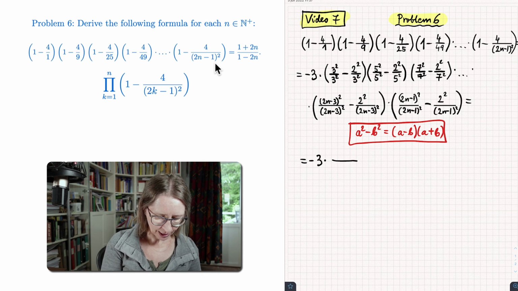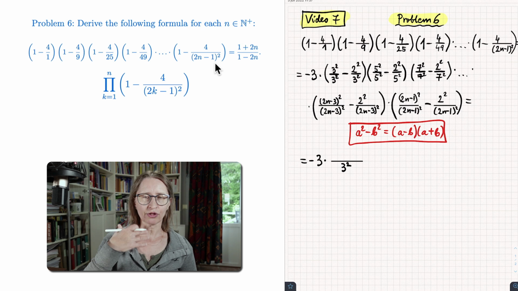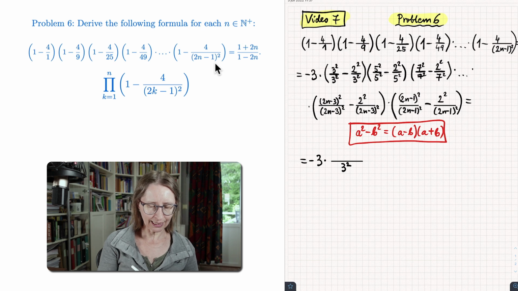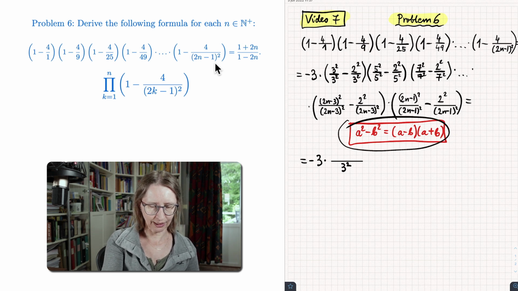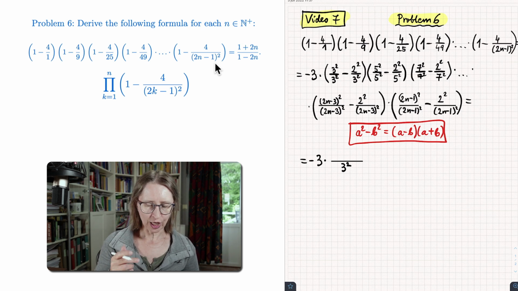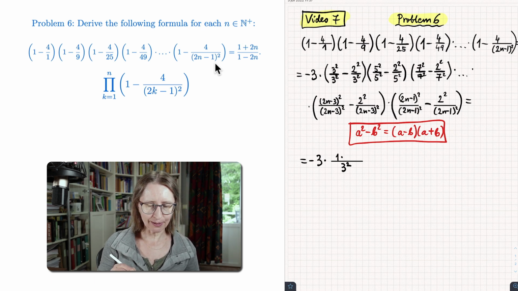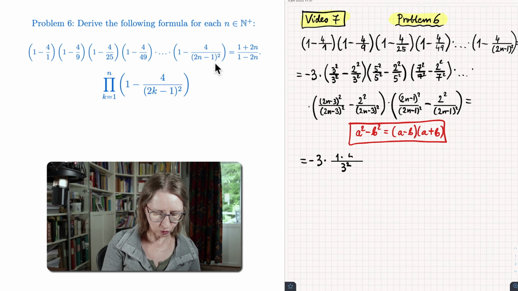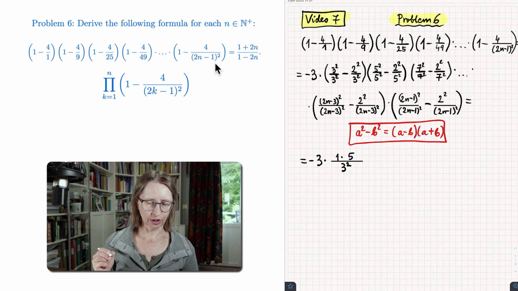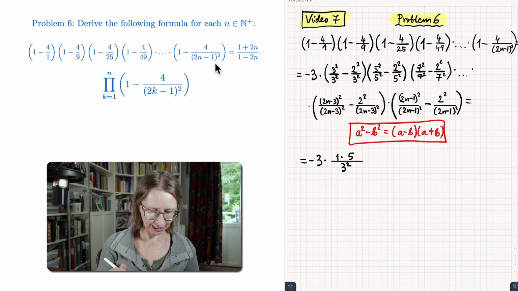And here, in the first one, I get 3 squared in the denominator, and in the numerator I get 3 squared minus 2 squared, and I apply this formula with a equal to 3 and b equal to 2. A minus b is equal to 1, and a plus b is equal to 5, right? Because 3 minus 2 is 1 and 3 plus 2 is 5.